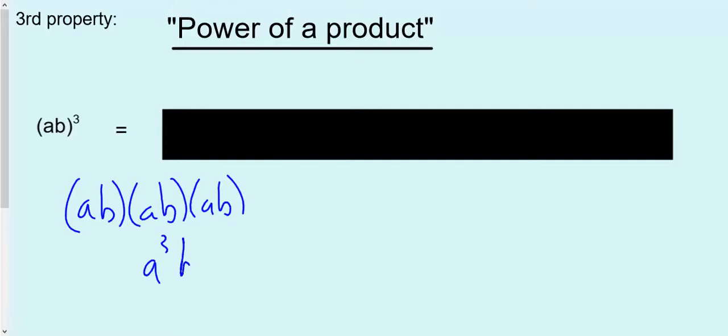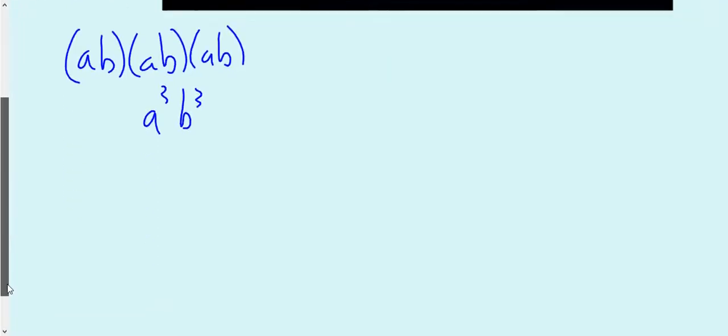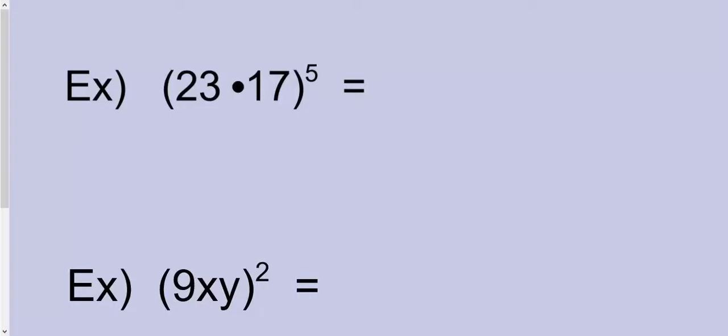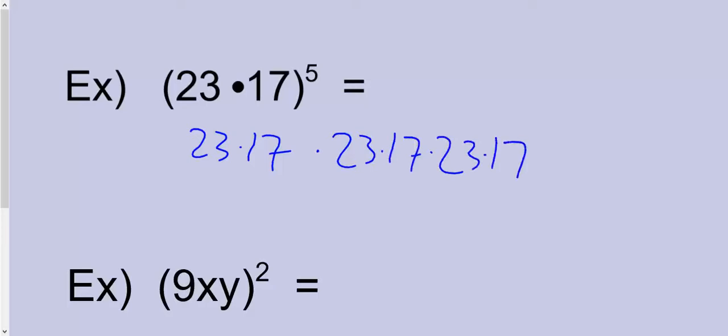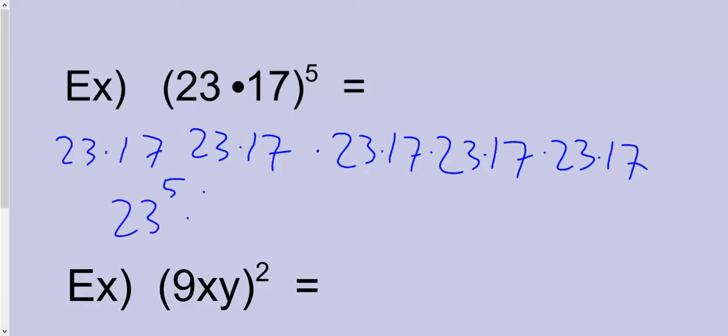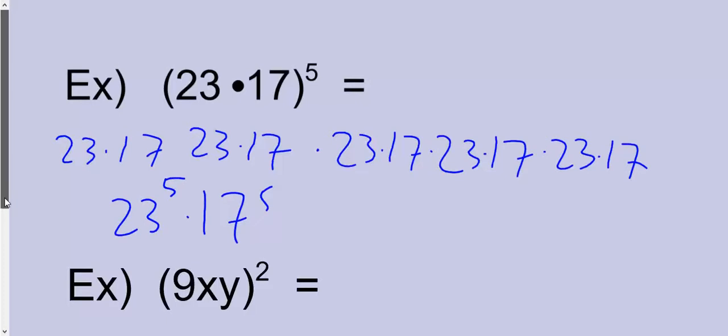All right, here I have AB times AB times AB. I have A to the third, B to the third. Nothing fancy about that one. These are products to a power. Now this one here, I don't want you to multiply the 23 times 17 because that will be a disaster. This would be a very, very, very large number. I have 23 times 17 5 times. So it's 23 to the 5th power and then 17 to the 5th power.